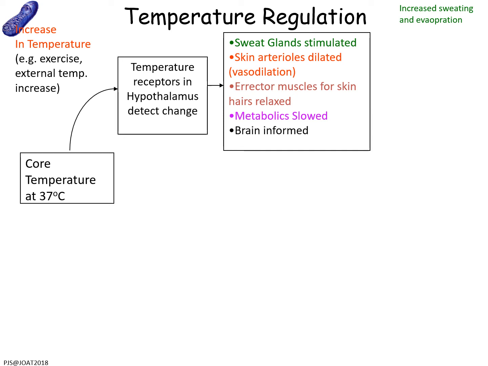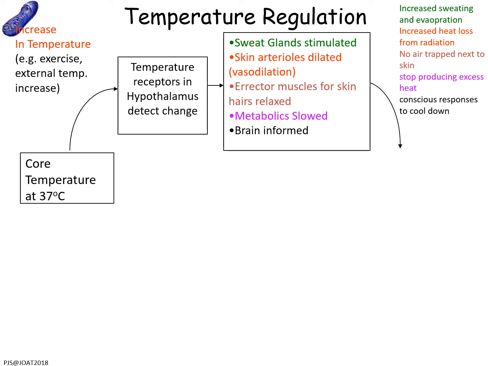So the sweat glands increase sweating, increased evaporation. The arterioles mean you get increased heat loss from radiation. We've got no air being trapped next to the skin, so we've not got extra insulation layers. You stop producing excess heat just by metabolism. And conscious responses, like it's too hot, go inside, in the shade, or, well, it's unlikely in Scotland as much, but you know, you could just say it's too hot, maybe take off the third jumper. Okay, it goes down to core temperature again, and that's you done the first half of the loop.